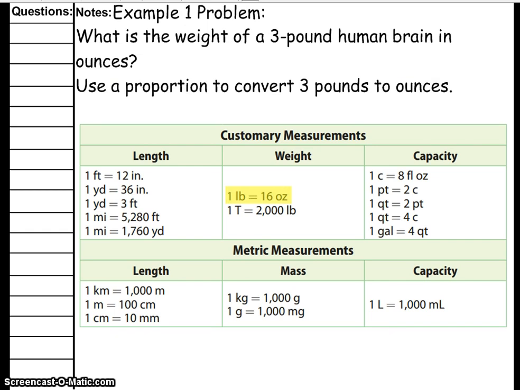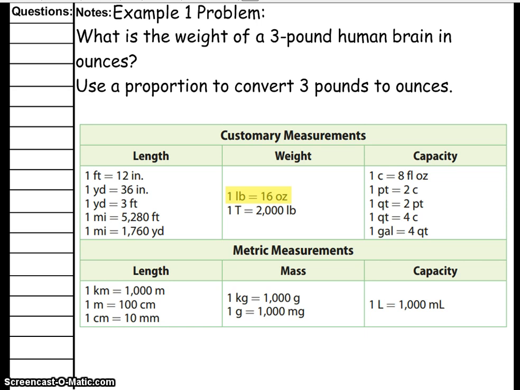So let's look at example 1 problem. What is the weight of a 3-pound human brain in ounces? So the problem's asking us to convert 3 pounds into ounces. So we're going to use a proportion in order to do that. Remember, a proportion is two ratios that are equivalent.